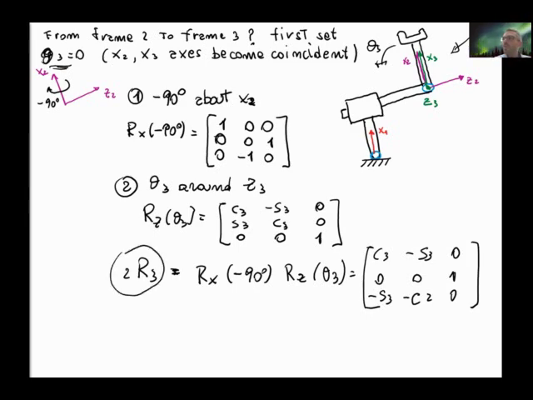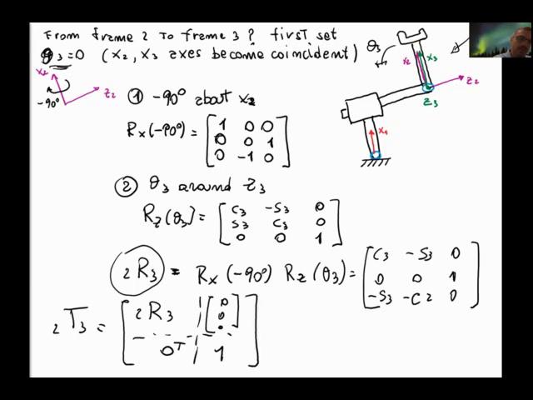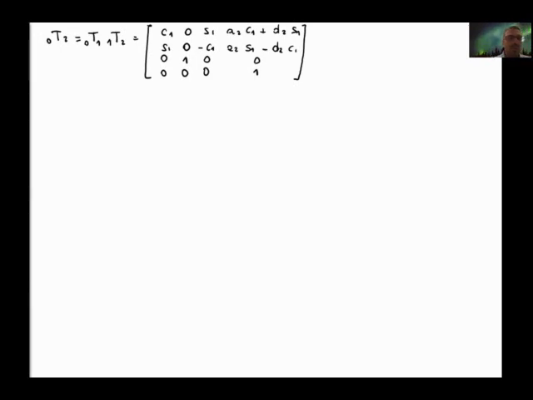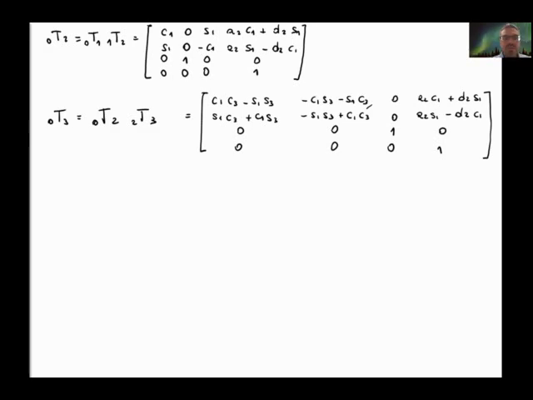Then we know that there is no translation, and we get the homogeneous transform like putting this rotation matrix, no translation, and finally, if you want to compute the total transformation between frame 0 and frame 3, we obtain this.